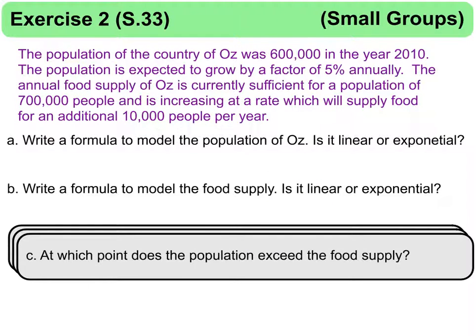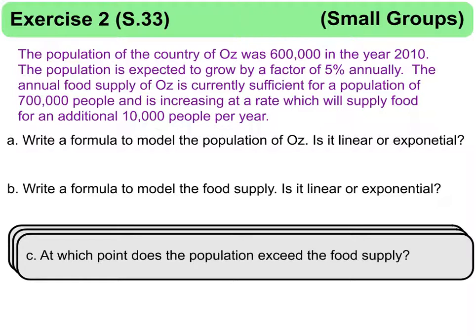So the last exercise is an opportunity for the students to compare an exponential model to a linear model. And so they give this situation where it says the population of a country named Oz was 600,000 in the year 2010. So 2010 is going to be our starting point. The population is expected to grow by a factor of 5% annually of what it was the previous year.